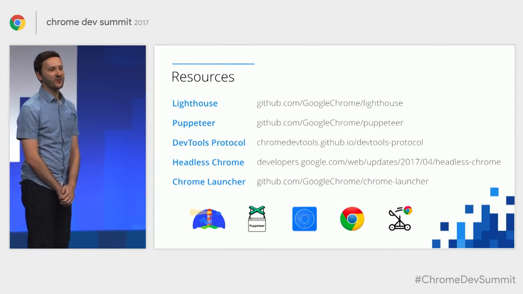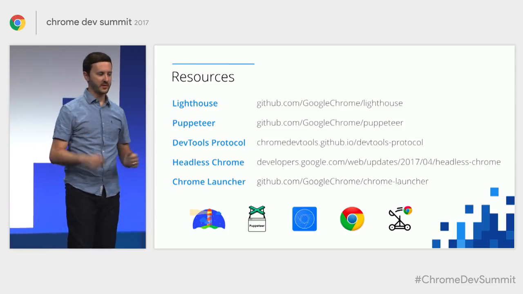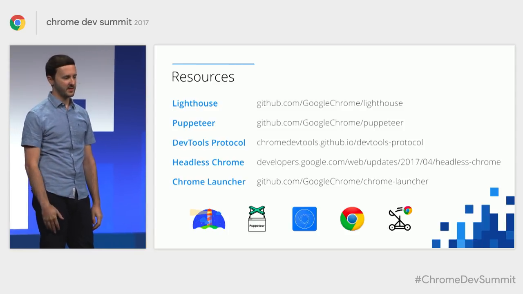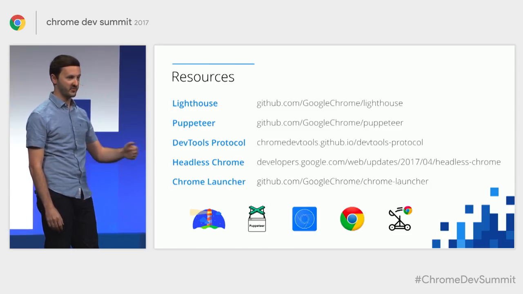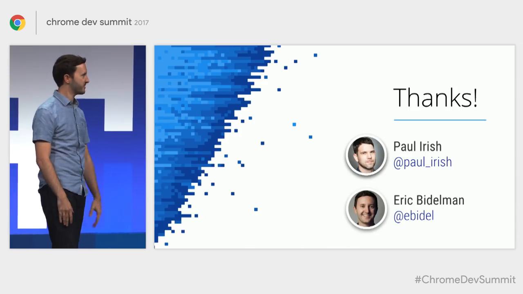Job well done. So with that, sorry for going over. Hope you guys learned a lot today. We did cover a lot in a short period of time. Here's all the resources, the GitHub repos for Lighthouse and Puppeteer, Headless Chrome article, DevTools protocol if you really want to get low level, that Chrome launcher module. I think that's it, right? Thank you all.